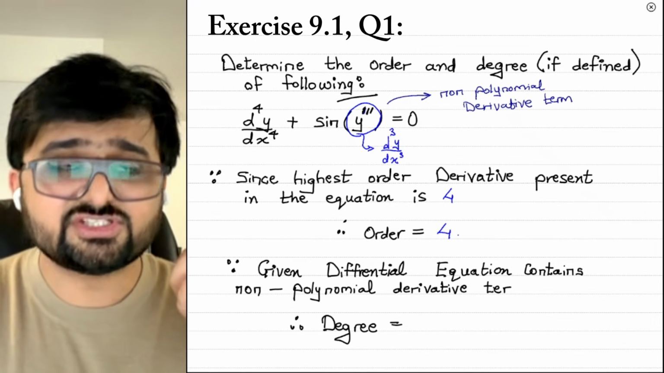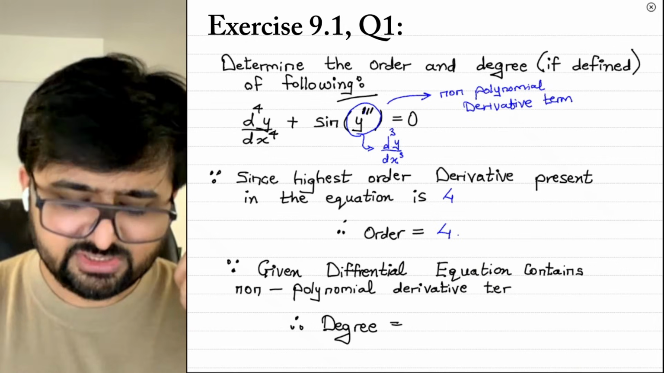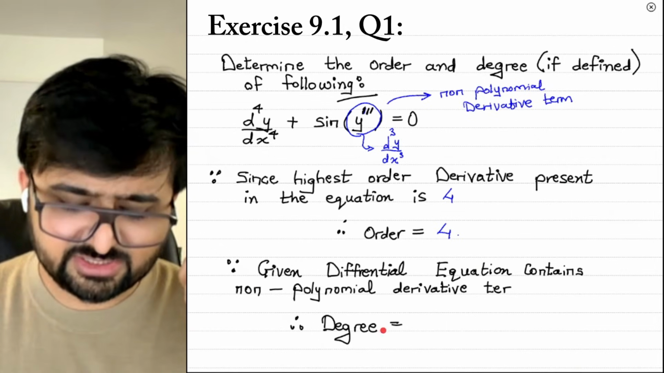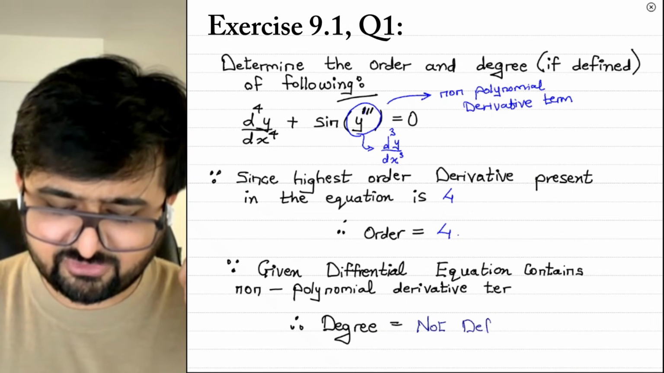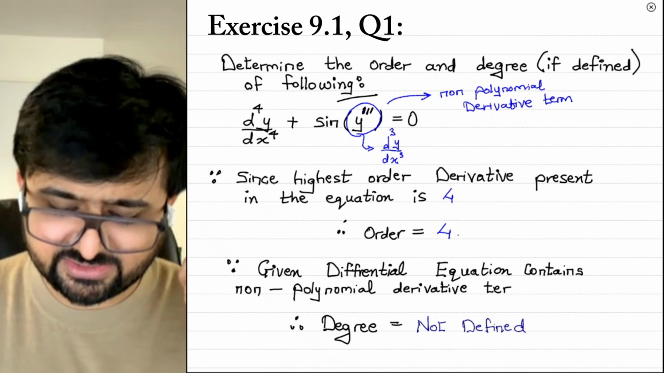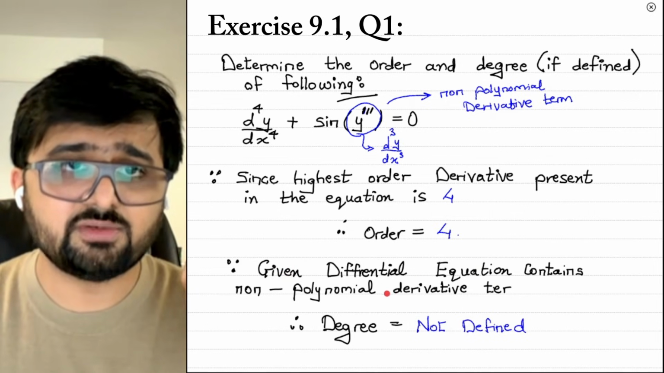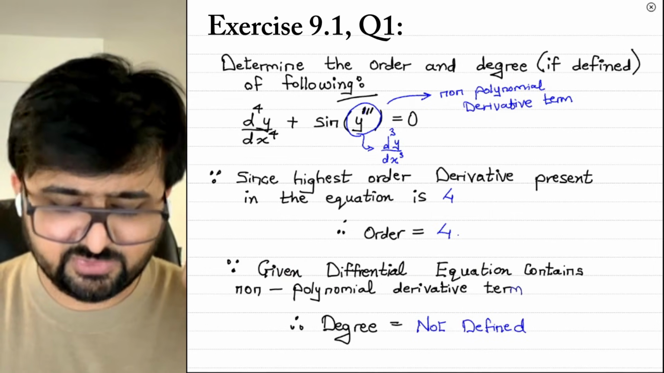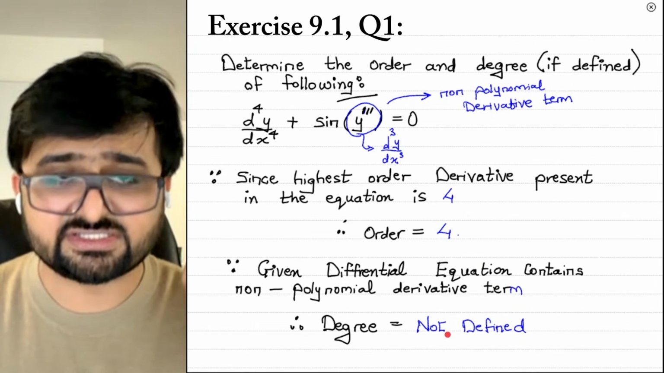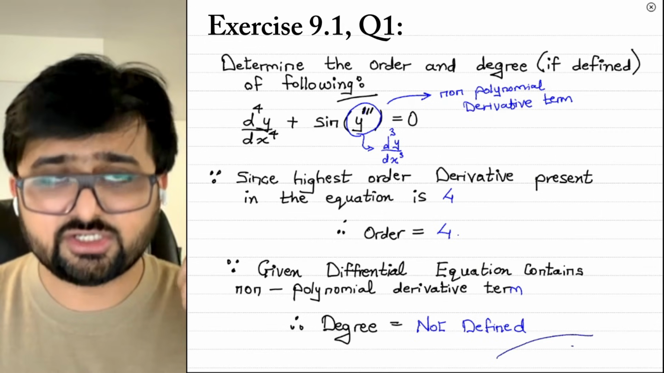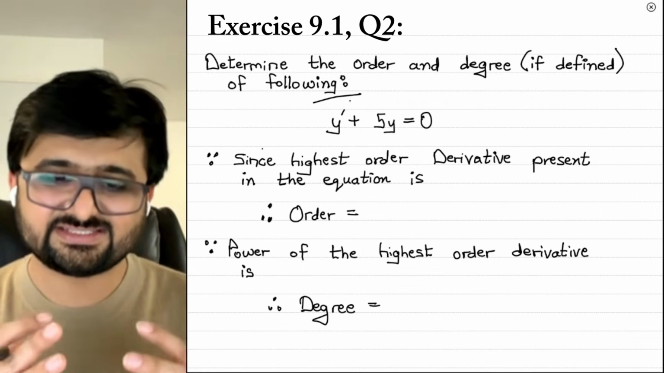Whenever a differential equation contains a non-polynomial derivative term, the degree of such a differential equation is not defined. In exam, you have to write it as: given differential equation contains a non-polynomial derivative term. Therefore, the degree of this differential equation is not defined. I hope that makes sense. Let's look at the next example.